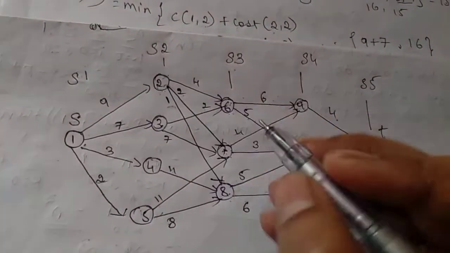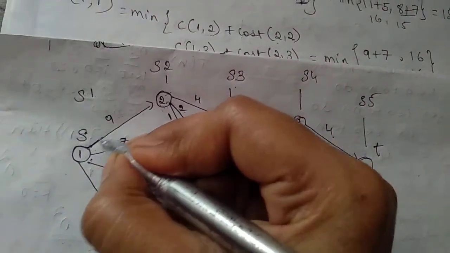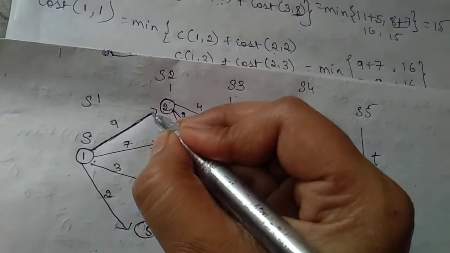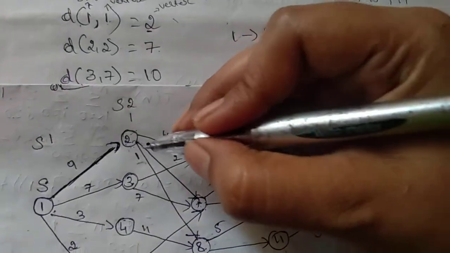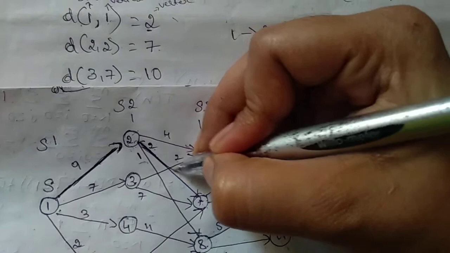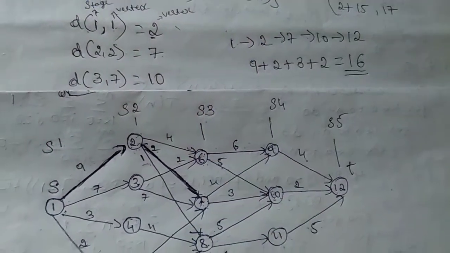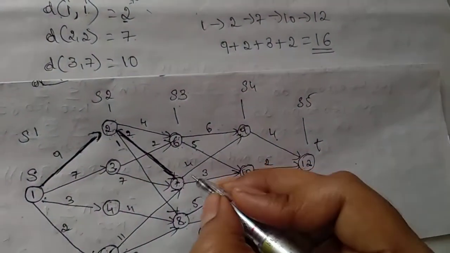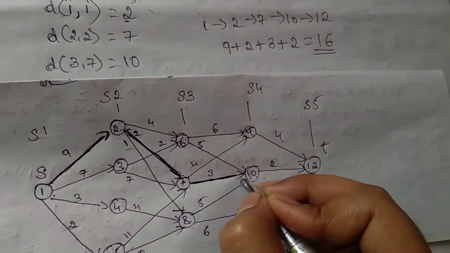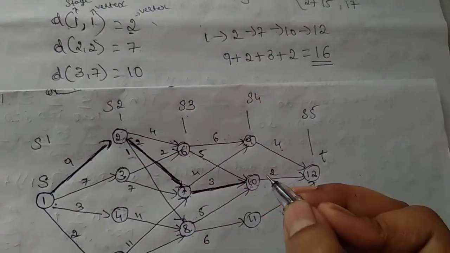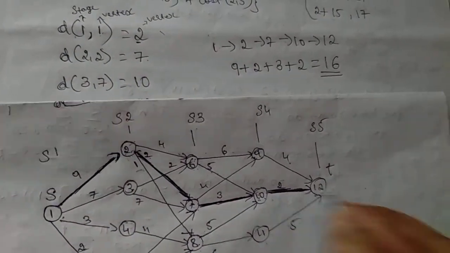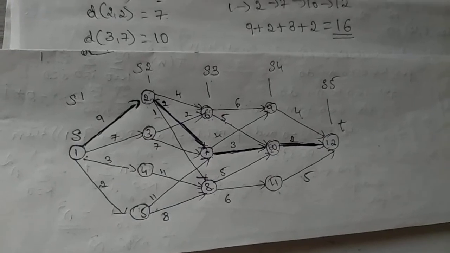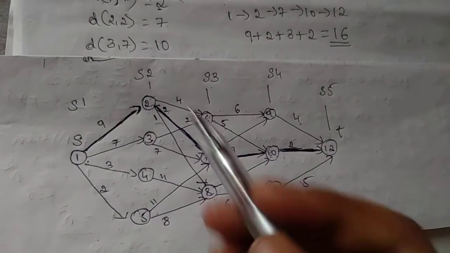So in this graph you have to just mention that one. You have to just highlight this. I'll take this path. 1 to 2. From 2 to 7. 7 to 10. 10 to 12. This completes your multi-stage graph.